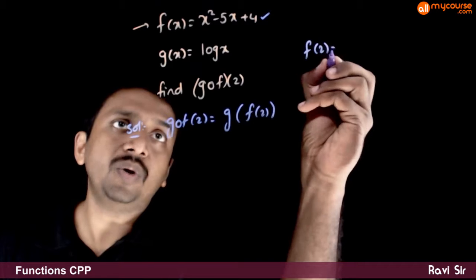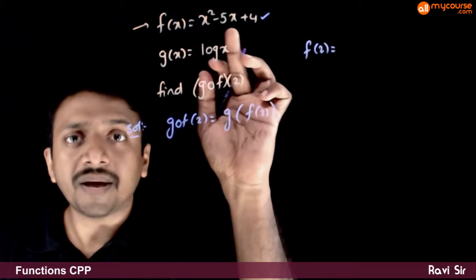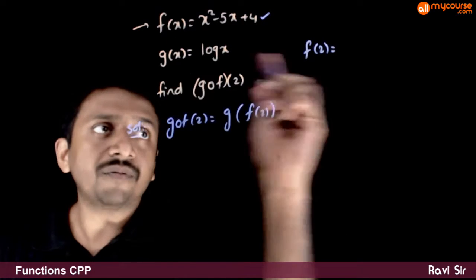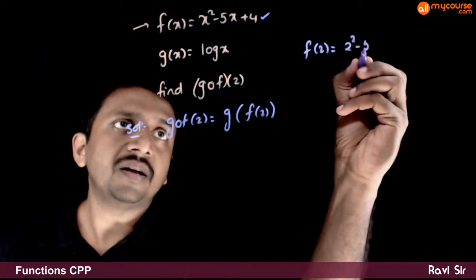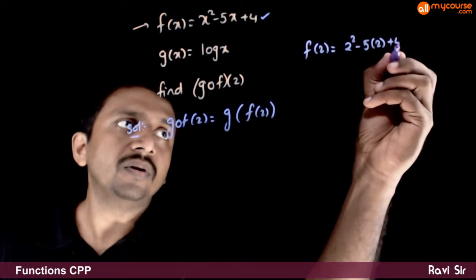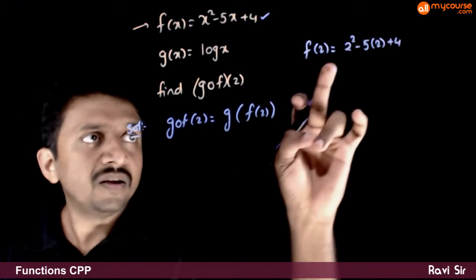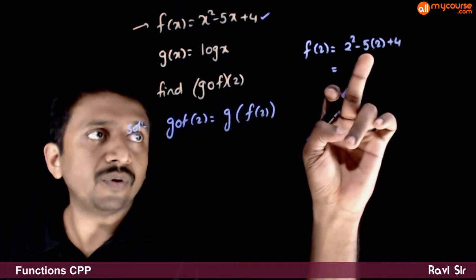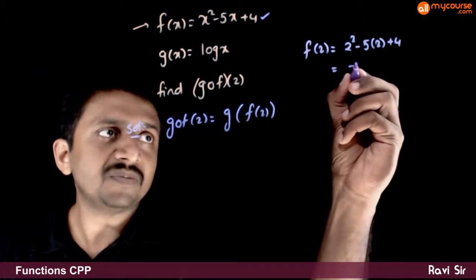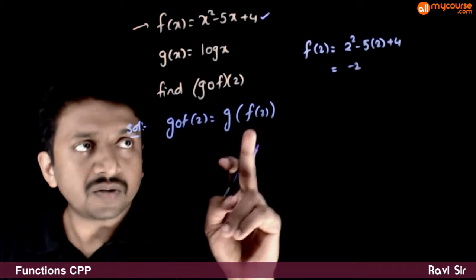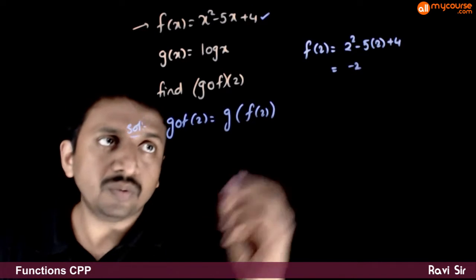f of 2 is nothing but f(x) is x squared minus 5x plus 4. So f of 2 is 2 squared minus 5 into 2 plus 4. This is 4 plus 4 minus 10, which is minus 2. So f of 2 is minus 2.